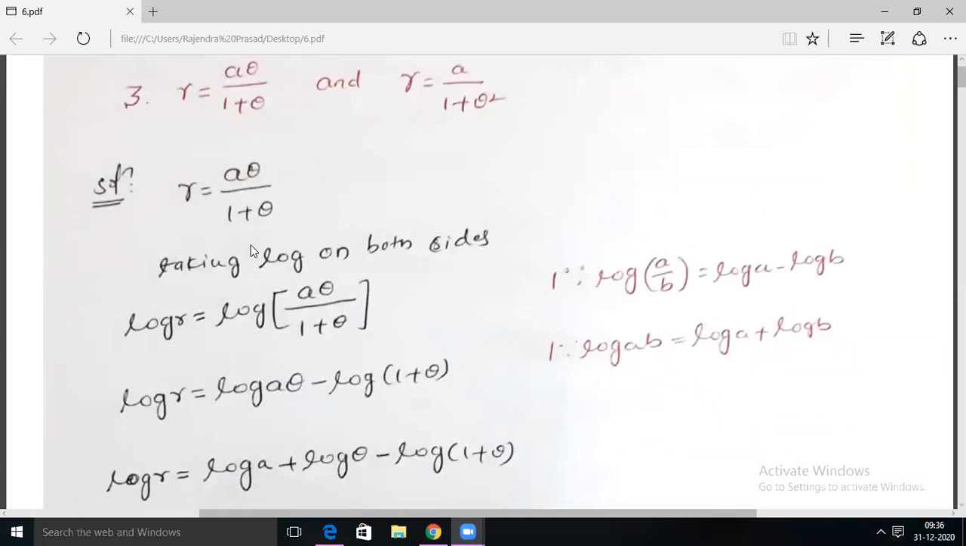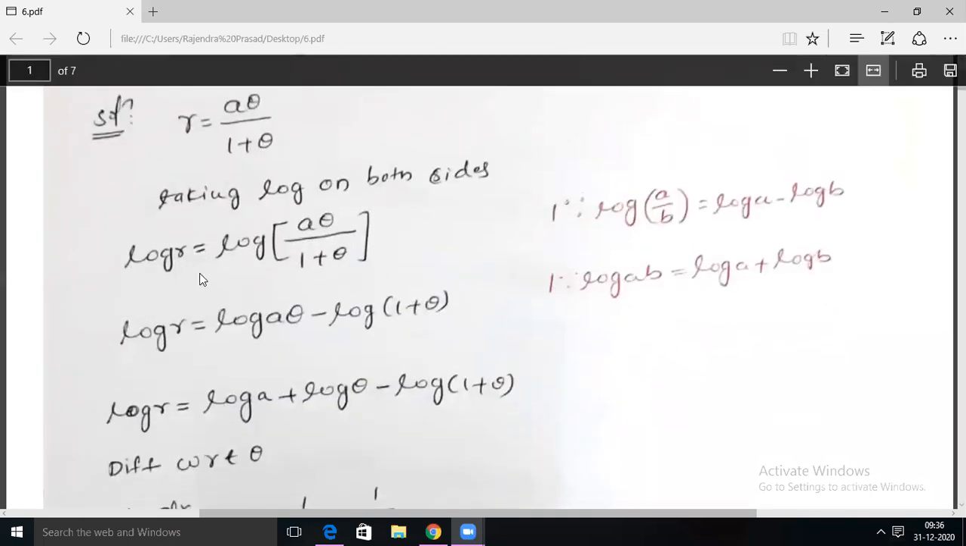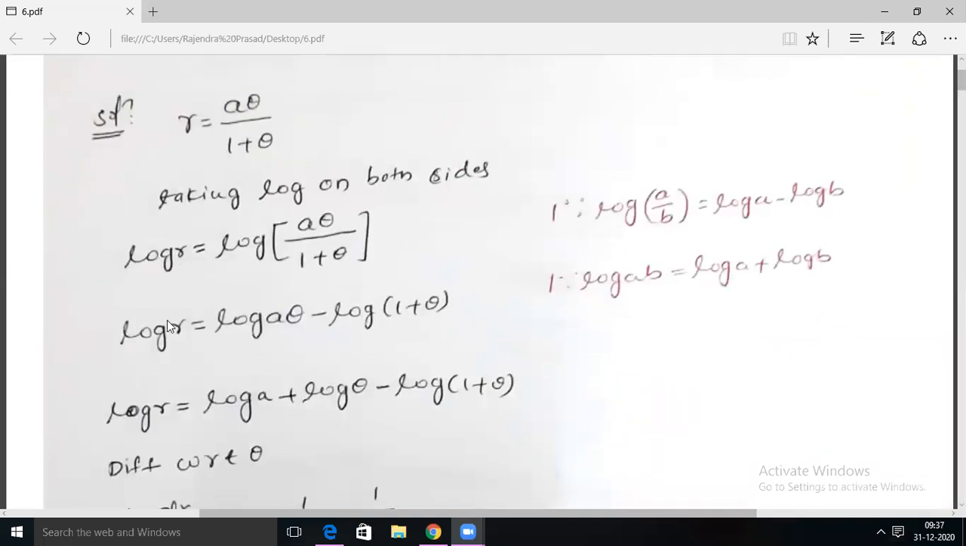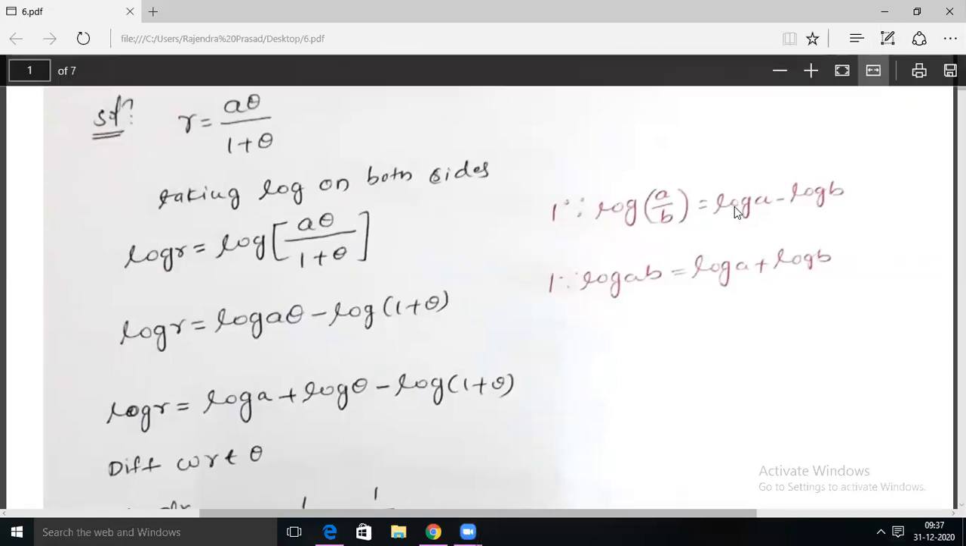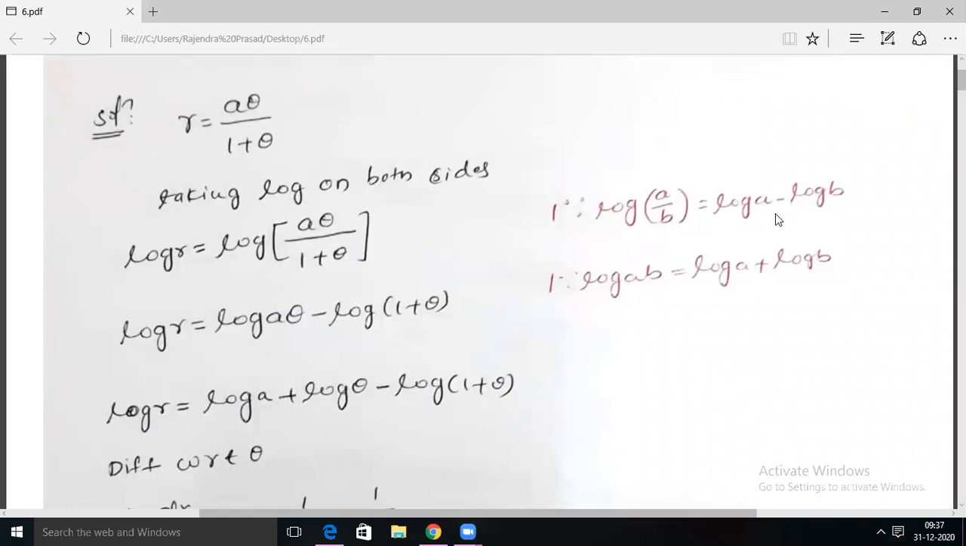We have the working procedure, that is taking log on both sides. r is equal to a theta upon 1 plus theta. So taking log on both sides, log r is equal to log of a theta upon 1 plus theta. Log r keep as it is. Log of a by b is equal to log a minus log b, the logarithmic property we have to apply. In place of a we have here a theta, in place of b we have here 1 plus theta. So we get log a theta minus log of 1 plus theta.